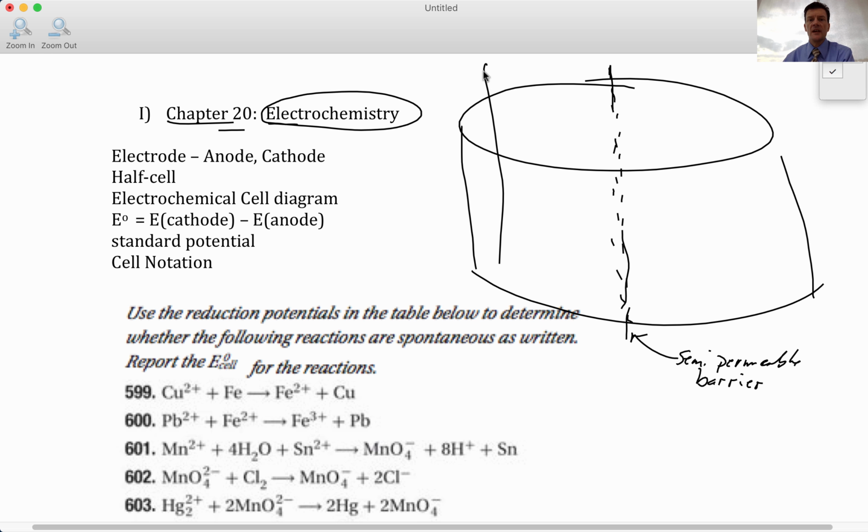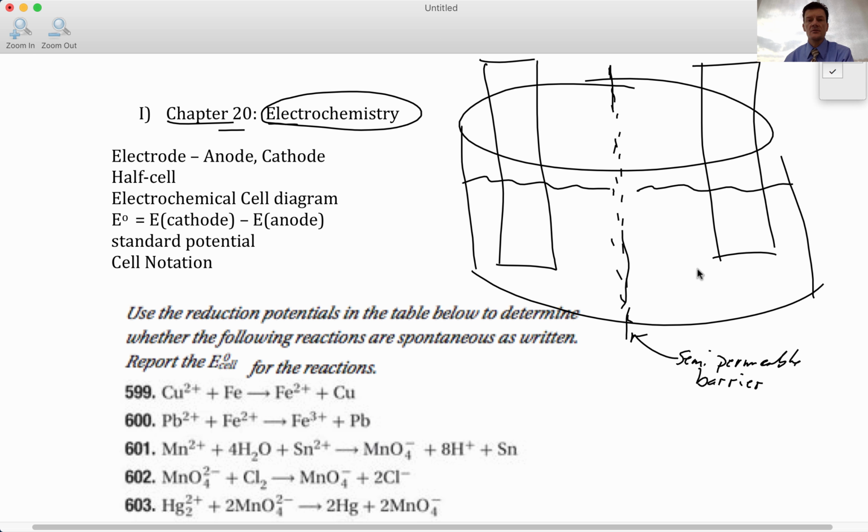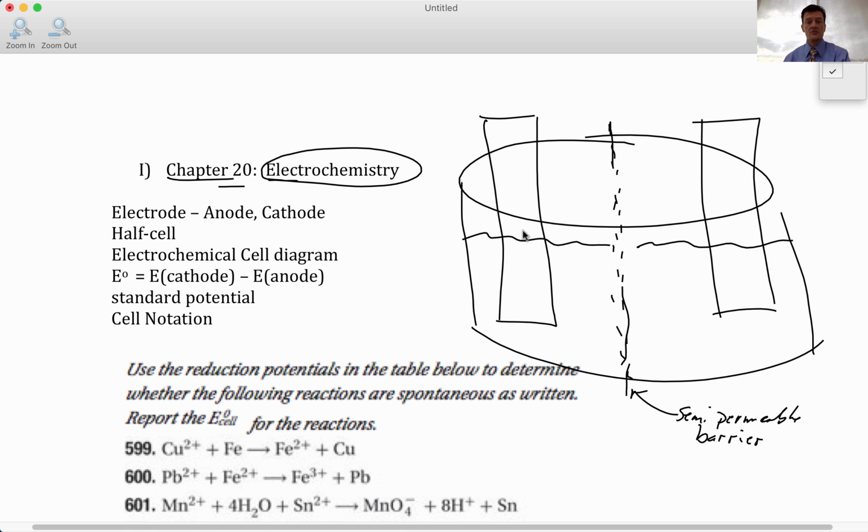On one side, we are going to have a metal in solution. On the other side, we're going to have another metal in solution. On the left side, at least traditionally when it's drawn, the left side is going to be what is called your anode. And your anode is where the oxidation is occurring. So let's say, for example, I think the example we may have used was zinc and copper. So this electrode, this piece of metal here, is now called the anode.